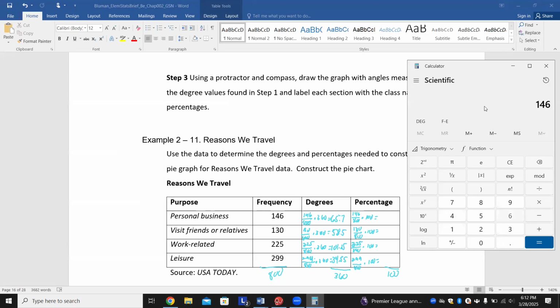So that's going to be 146 divided by 800 times 100. So now my personal business is actually 18.25%. Again, not going to take off if you don't put a little percent sign. The title is right there, so we're good with that. 130 divided by 800 times 100. And we see that visit friends or relatives was 16.25%.